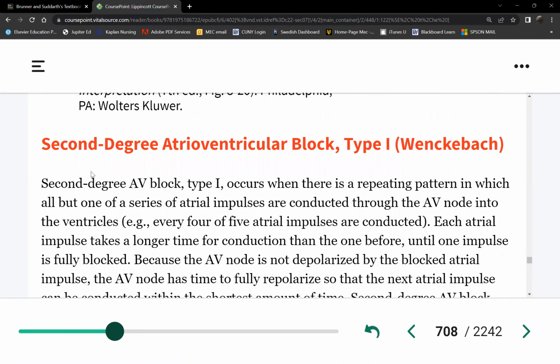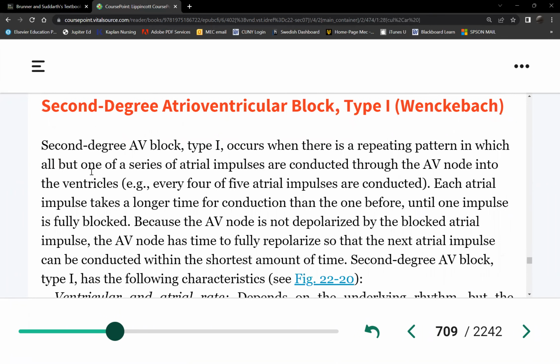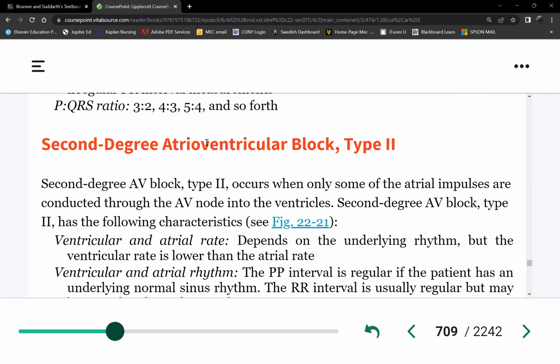Now let's go to second degree. There are two types of second degree heart blocks. There's type 1, which is not as serious as type 2. Let's look at the difference between the two.